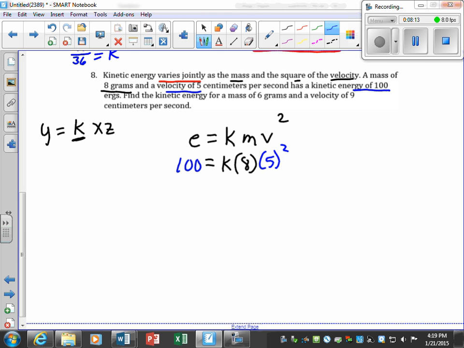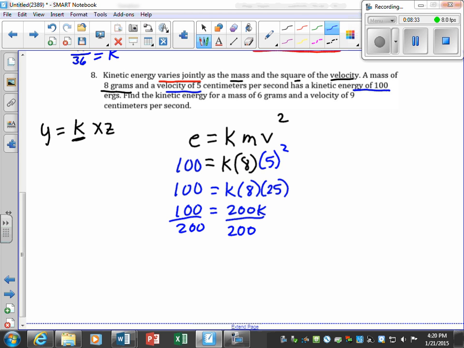Now let's clean up the algebra on this. So we're going to say 100 is equal to k times 8. 5 times 5, or 5 squared, is 25. 25 times 8 is 200. To get k by itself, we're going to divide both sides by 200. And then if we reduced, we would get 1/2 is equal to k. We always start with our equation again. And we plug in our k. We always start there.